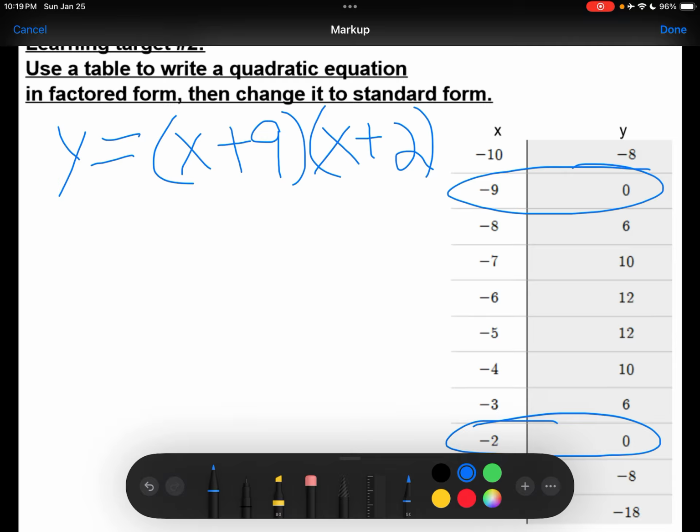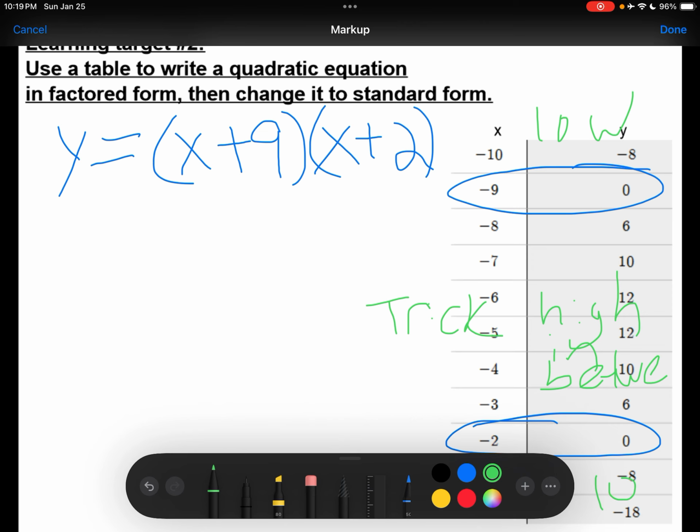Now again, there's a trick to this problem, sort of like the last one, and the trick to this problem is it's high in between, and it's low after the zeros. In other words, when it gets really big or really small, as you go far to the left or far right, it's negative. And when you're in the middle, it's higher. Typical U-shaped parabolas, the vertex is at the bottom at the lowest point, but upside down parabolas, it's at the highest point. So we've now written that equation in factored form.